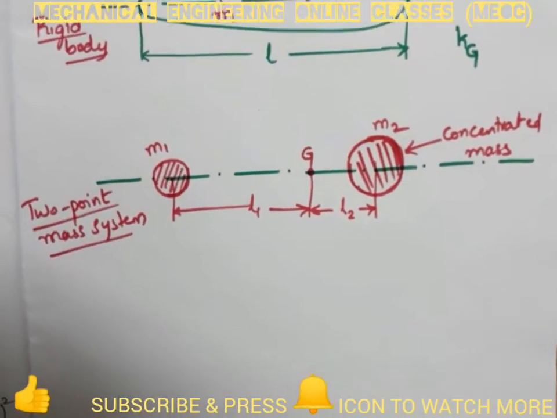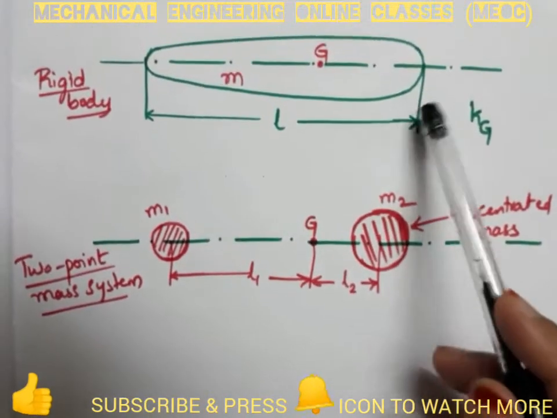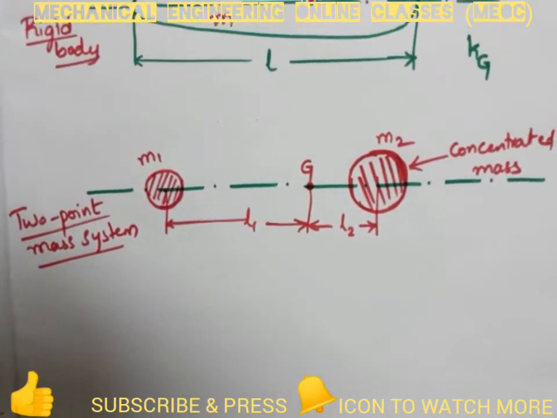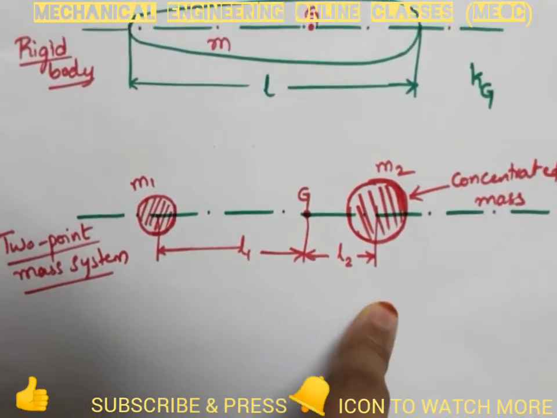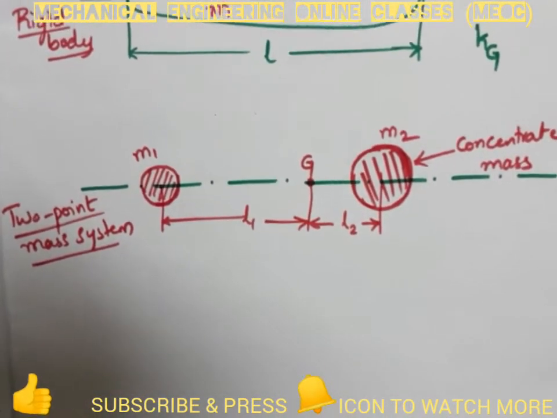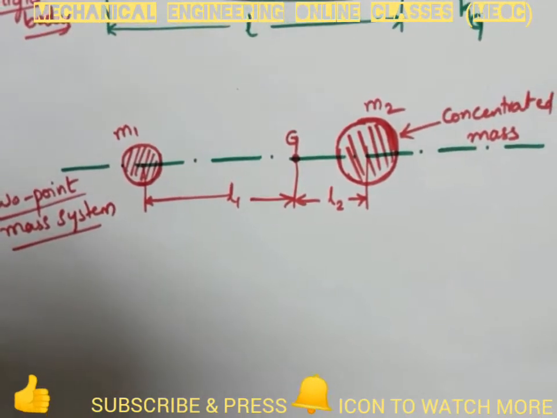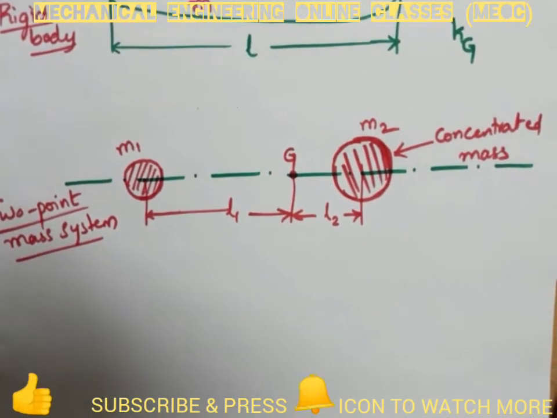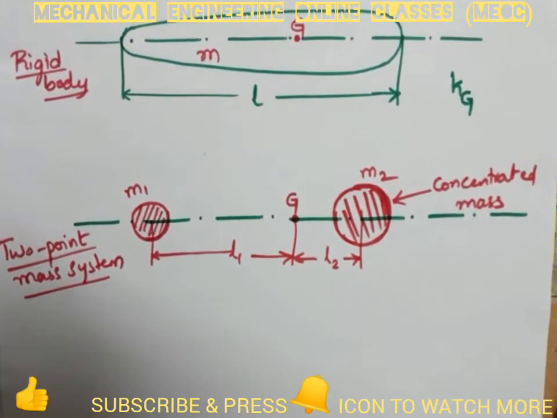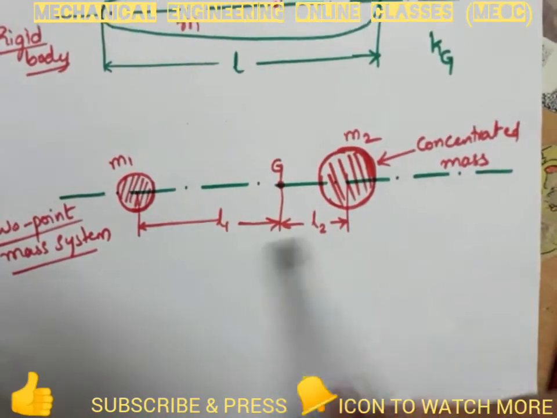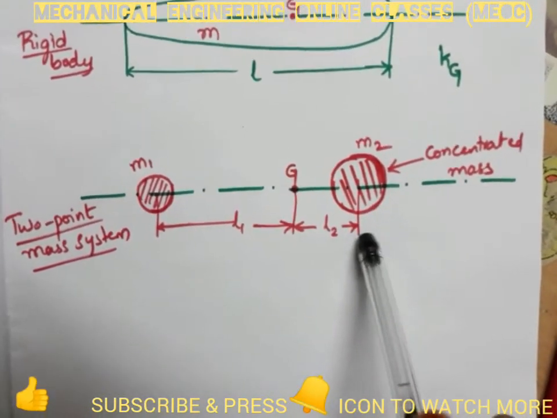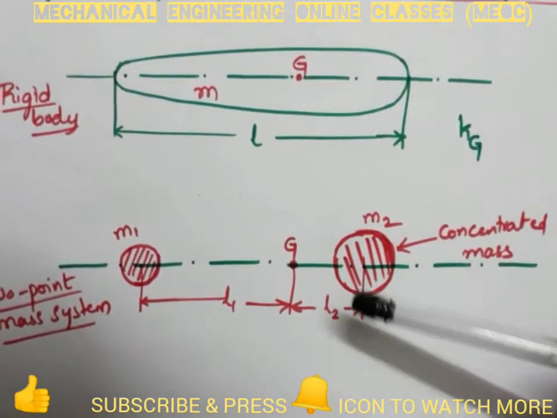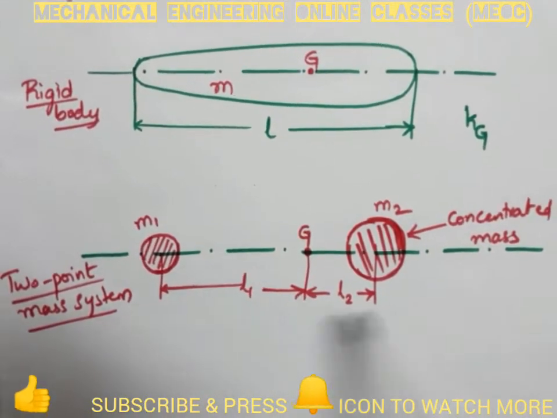So it is convenient to replace the rigid body by two different masses assumed to be concentrated at different locations, and they are connected rigidly together. So in order to consider the two-mass system dynamically equivalent to the rigid body, this system must react exactly in the same way as the rigid body. Only then can we replace the rigid body by the two-point mass system.